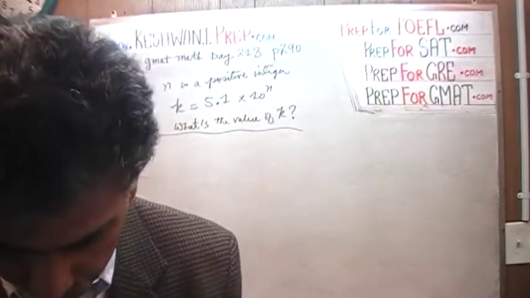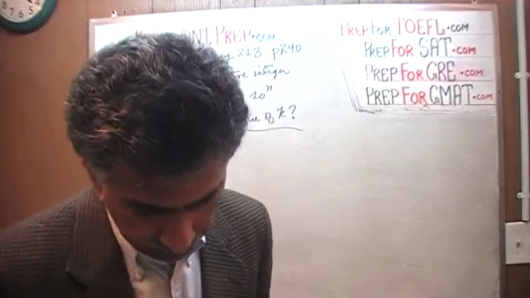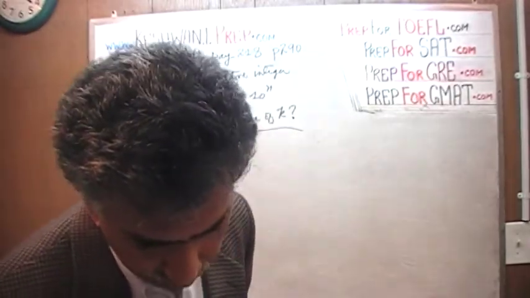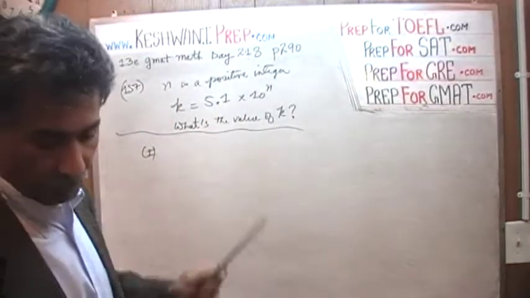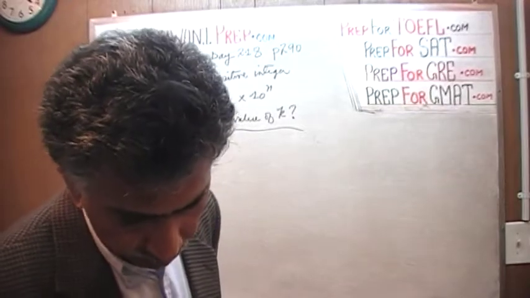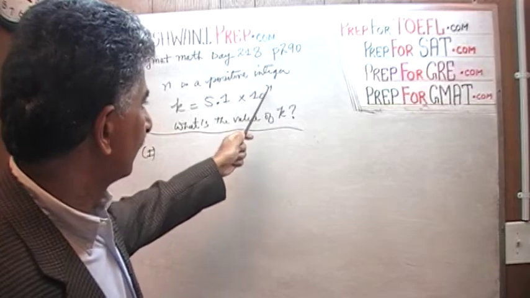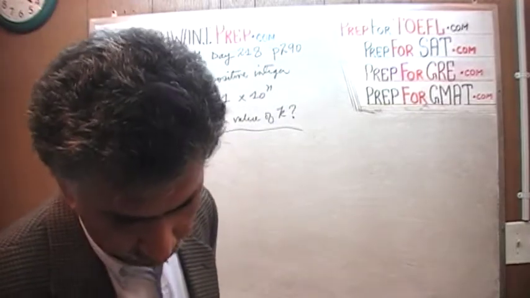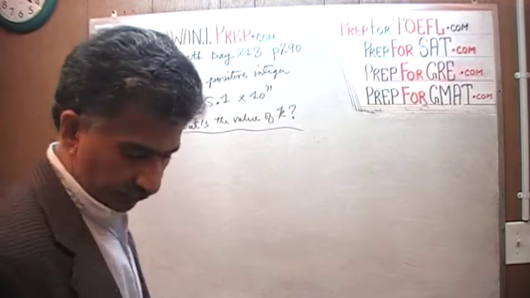The problem that we are about to solve is the one that you will find on page number 290. Page 290, problem number 157. And today is our lesson number 218. 157, it says, if n is a positive integer and k equals 5.1 times 10 raised to n, the question is, what is the value of k? Let's see what they tell us in the first statement.